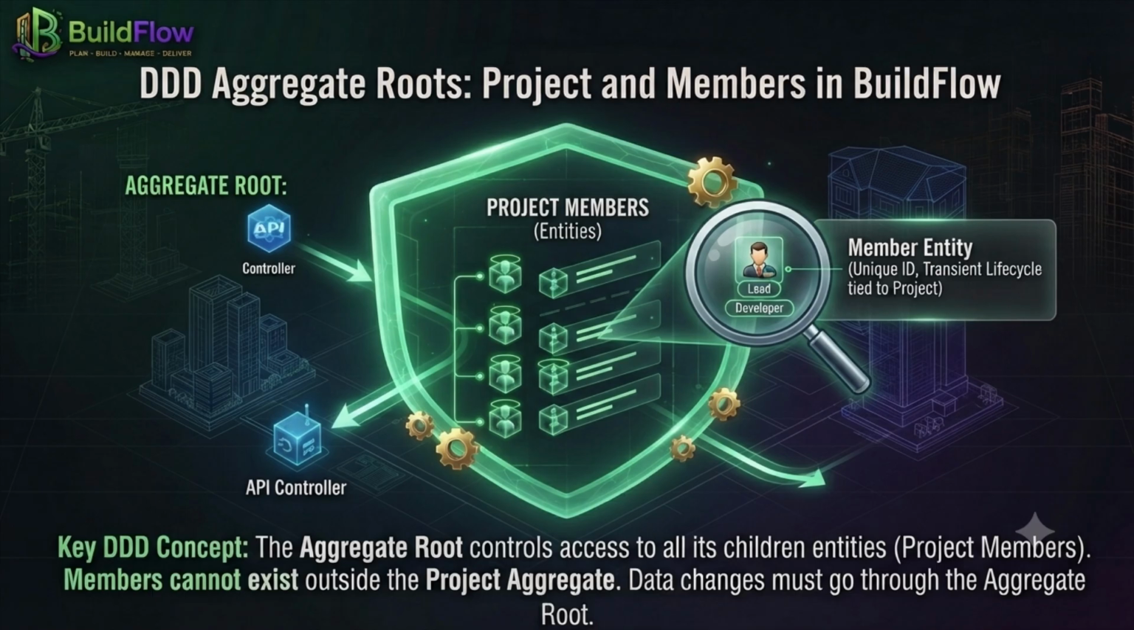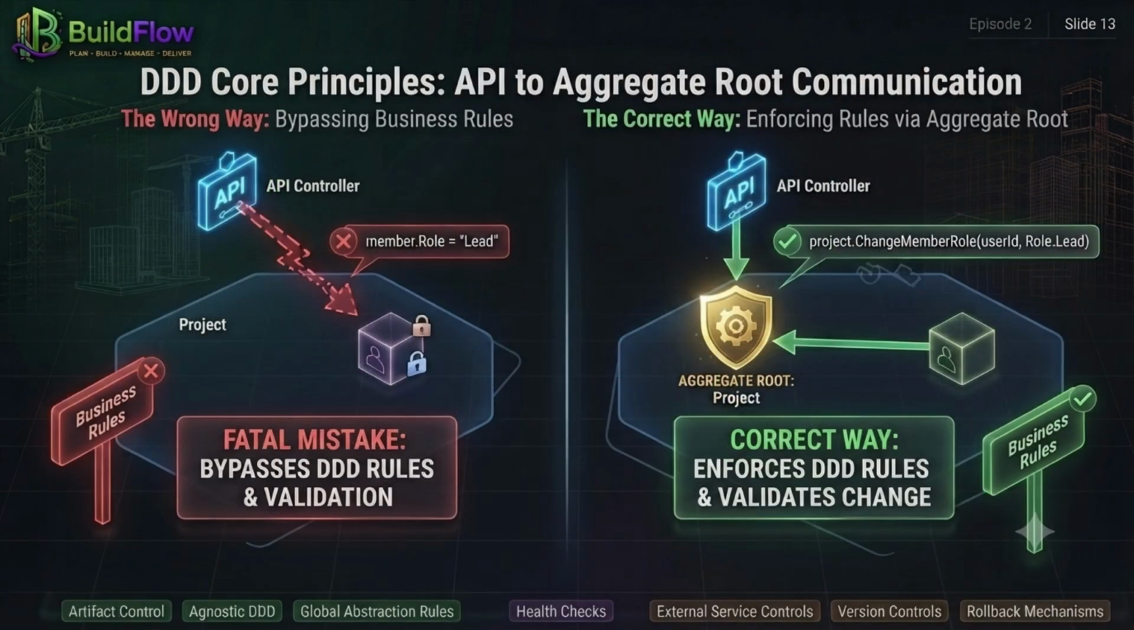A project is considered an aggregate root. Inside it, there is a list of project members who are entities that live only within the project. In a professional design system, you cannot go directly from the API to modify a member's role in the project. Writing code like member.role = lead is a fatal mistake, because by doing this, you bypass business rules and no one is validating whether this modification is legal, allowed in our system or not.